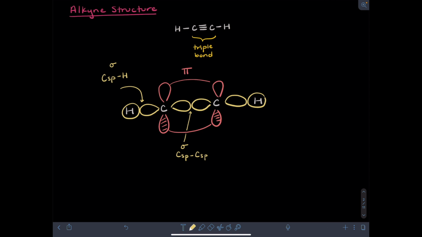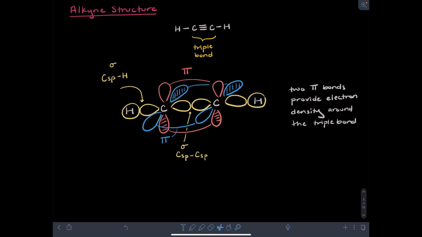Sp hybridized carbons have two unhybridized p orbitals each. Each carbon uses one of these p orbitals to form a pi bond to the neighboring carbon. This is our side-on overlap of p orbitals. And the second pi bond of the alkyne is made up from overlap of another set of unhybridized p orbitals. So the alkyne has two pi bonds, and these provide electron density surrounding the carbons of the triple bond. This electron density in pi bonds allows alkynes to act as a base or a nucleophile, similar to what we saw in the case of alkenes.